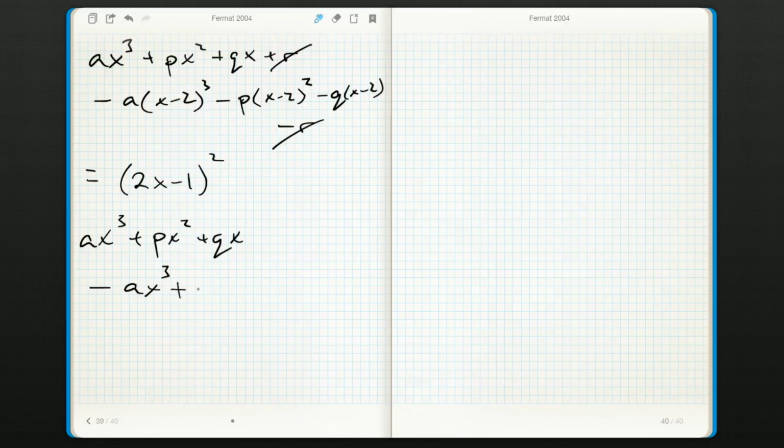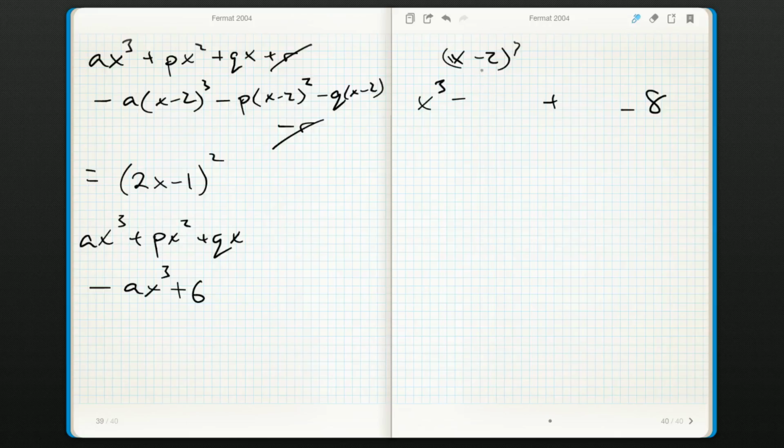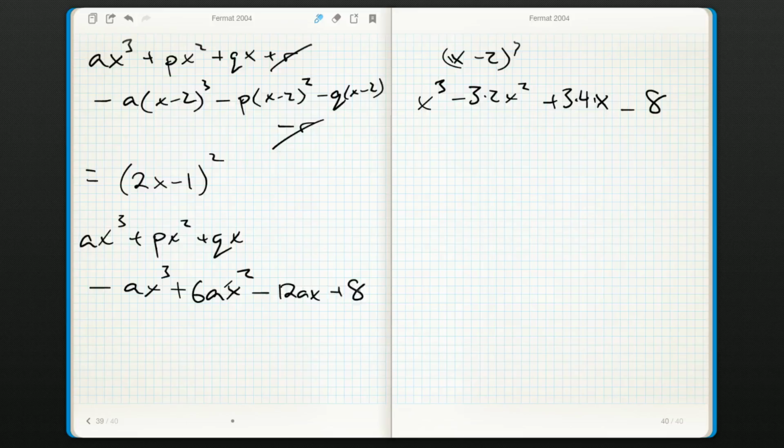Oh, geez, this is hard to do in your head. Plus 3 times 2. The heck with it, I'll just expand it out here. x cubed minus, and we'll have a plus, and then minus 8. So it'll be 3 times one of these 2's, x squared, and then plus 3 times 2 of these 2's times x. So it'll be minus 6ax squared, minus 12ax, plus 8.